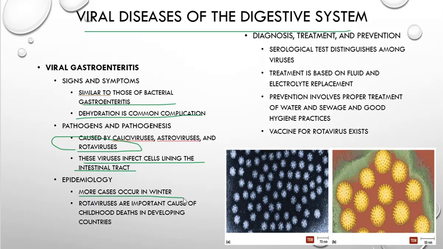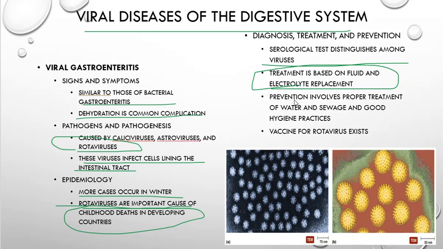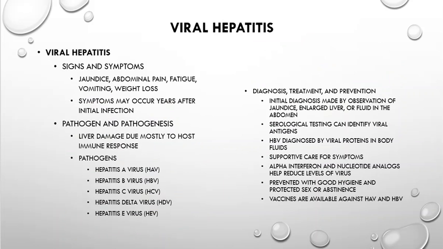More cases in the winter, people are closer together. Rotaviruses cause a lot of child deaths in developing countries. Why? Because they don't always have access to fluid replacement. Children die of dehydration. Serologic testing, fluid and electrolyte replacement. It's a virus, right? Proper treatment of water and sewage, good hygiene, and get that rotavirus vaccine. It just makes good sense.